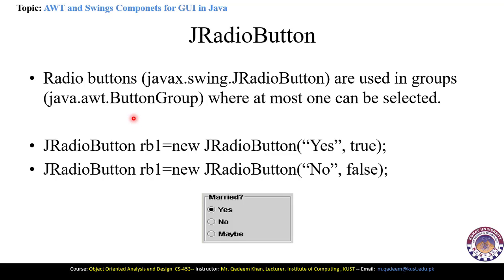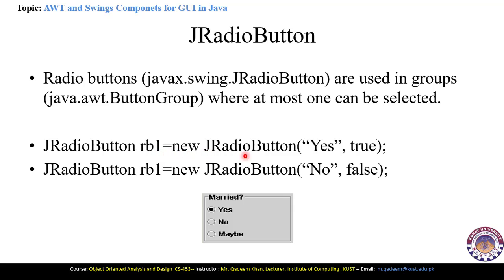Because when we add these to the ButtonGroup, then only one option out of the multiple will be allowed to be selected here. It means one can be selected from the group of multiple options. This is the JRadioButton object instantiation syntax. JRadioButton, which is the built-in class, and then we have the object RB1. This is the radio button.